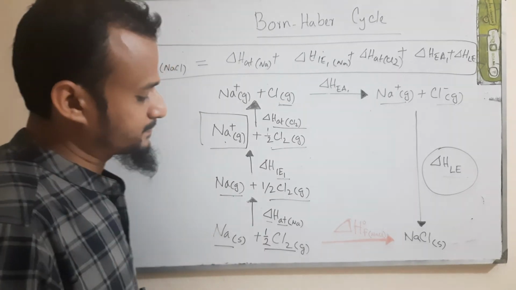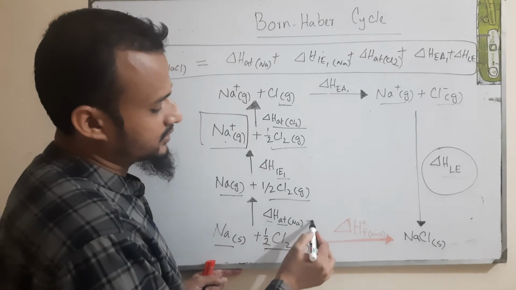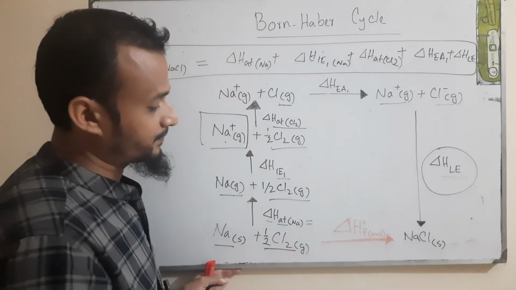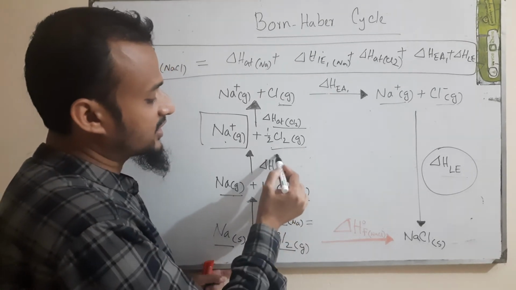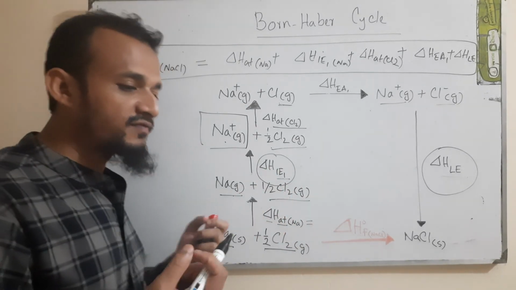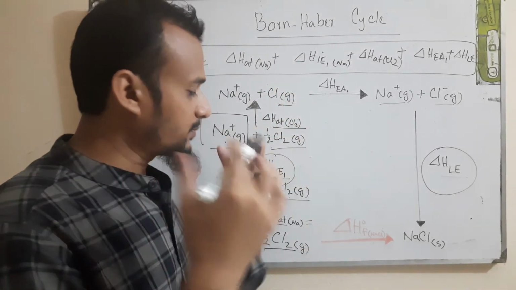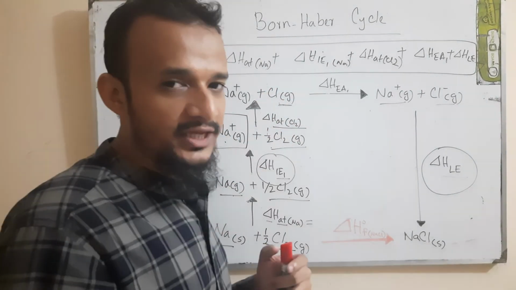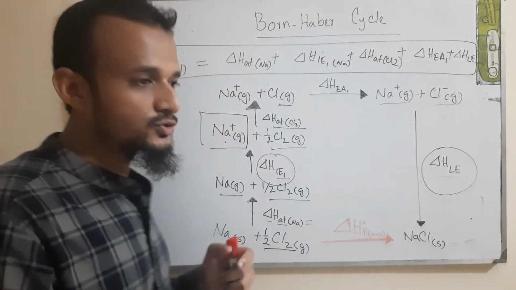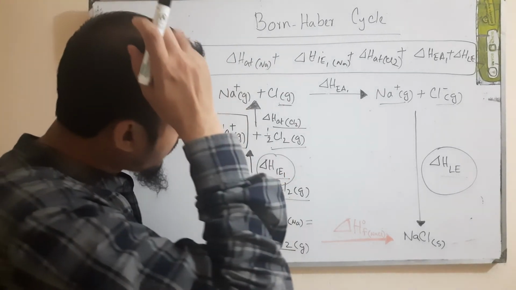Number 1, the enthalpy change of atomization of sodium will be given in the question. Ionization energy will never be given in the question. Why? Because you can find it in the data booklet that will be given to you. So this figure will be given to you in the data booklet.